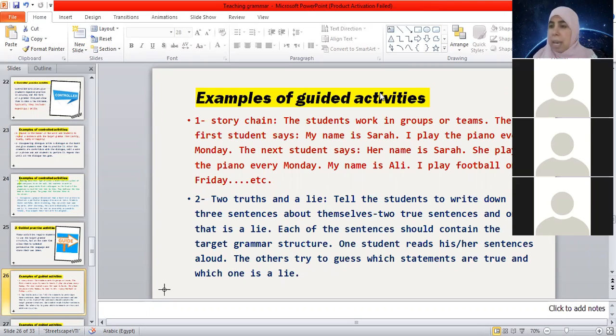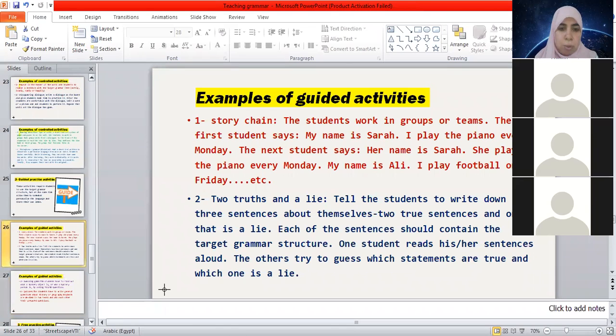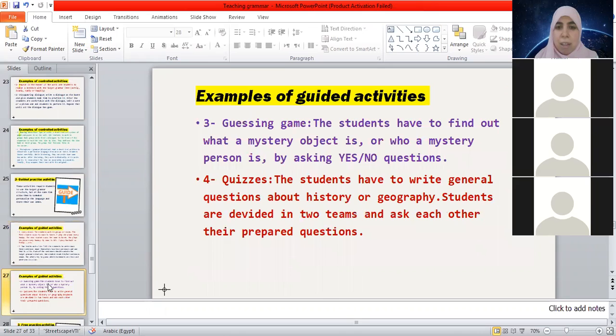And as you said, you can change the target grammar structure and ask students to use it to tell us about themselves. As you see, here we have a chance for students to speak about themselves, okay? This is number 1 and 2, story chain, and two truths and a lie. Let's move to another one, guessing game and quizzes.